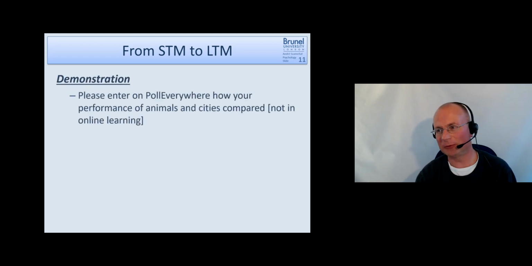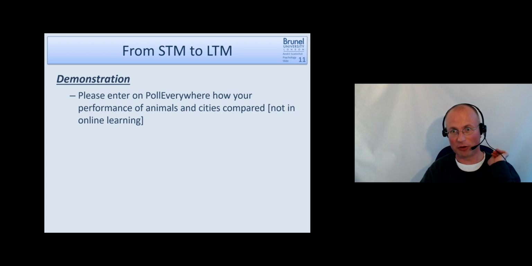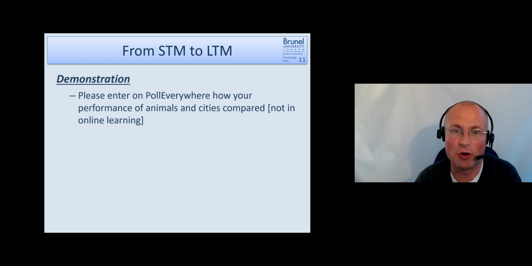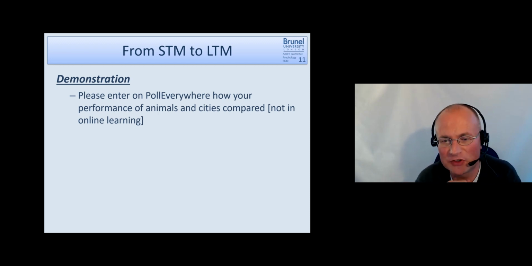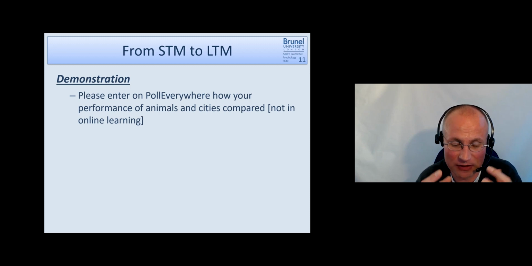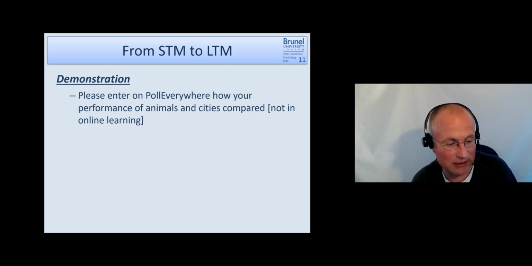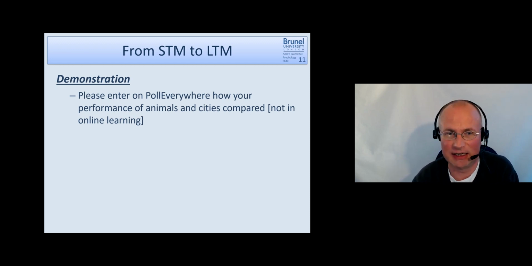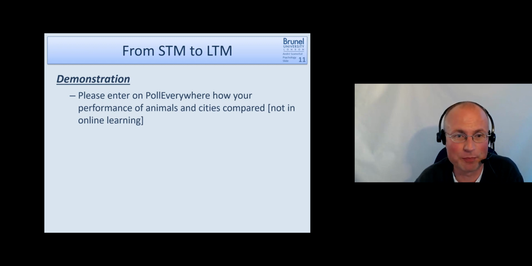Okay, so usually I would have students enter on Poll Everywhere how their performance in these two tasks, animals versus cities, compared, but we don't do that here, but you can compare that for yourself. And a trend that can be seen is that people remember more cities than animals. Please hold on to the numbers you've written down, so how many animals and how many cities you have remembered. We may need that at a later part.